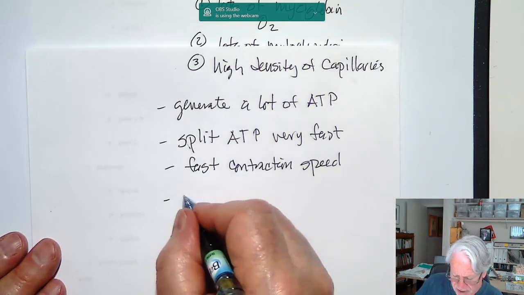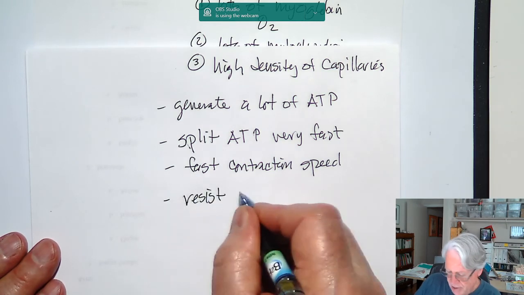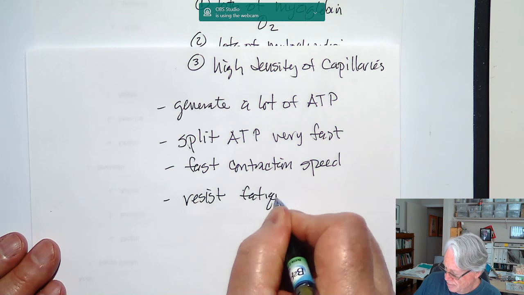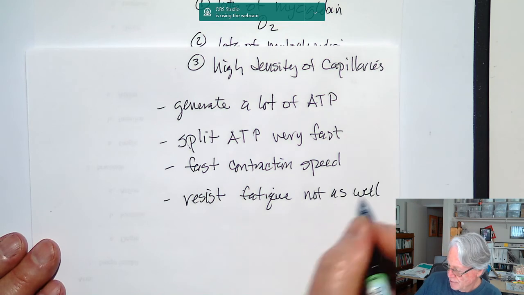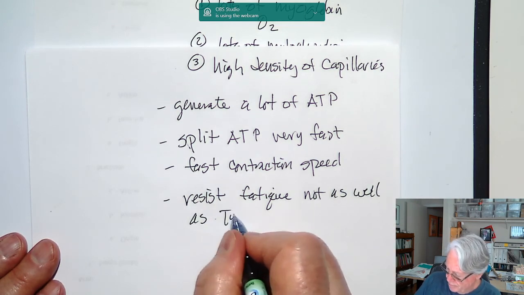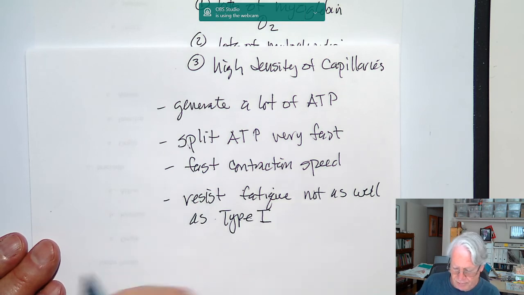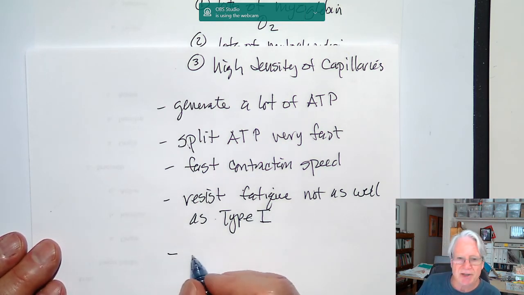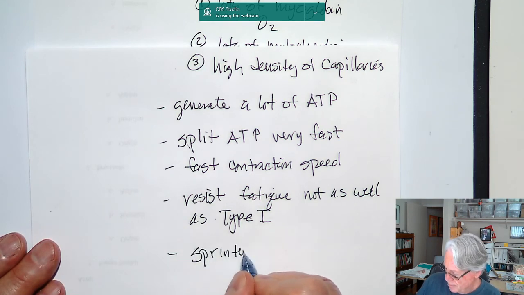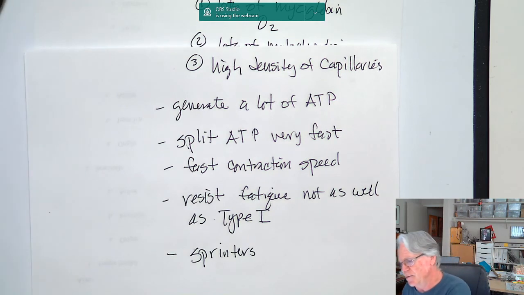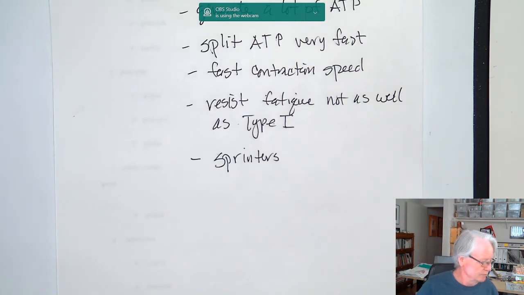So they can resist fatigue, but not as well as type 1. And this is the kind of muscle that you might want in a sprinter. So running a fairly fast, short distance. Because you're going to be able to generate a lot of energy, apply a fair amount of force for a short period of time.